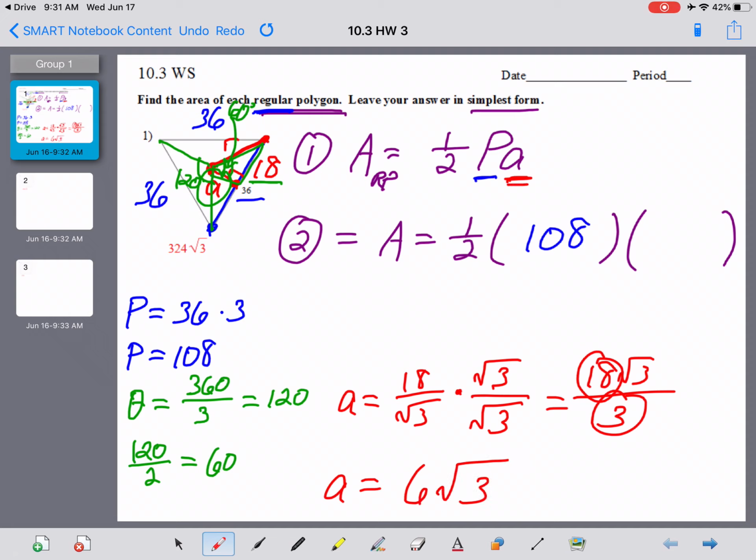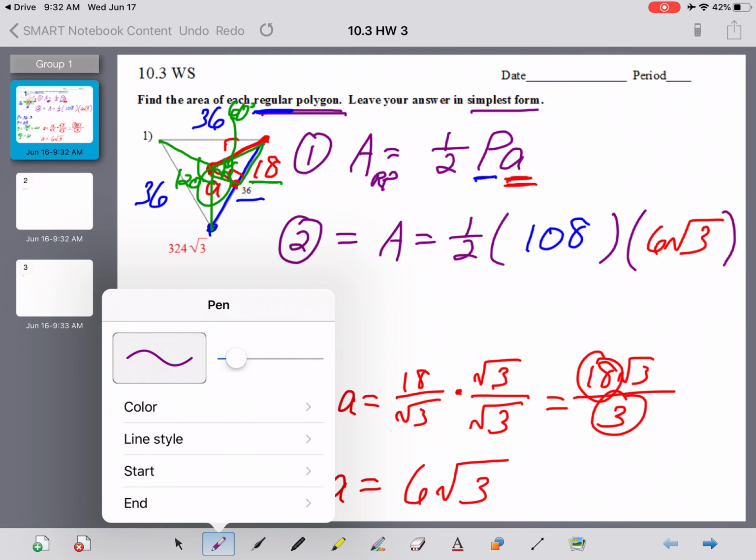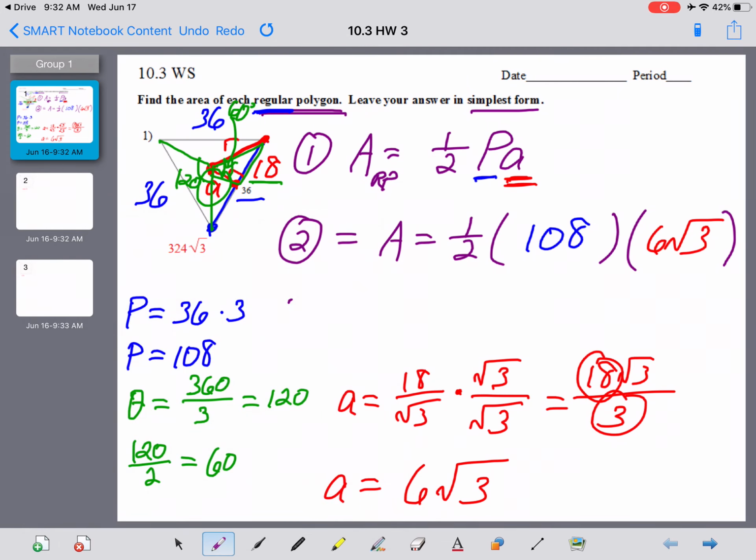So now we know that our apothem here is 6 times the square root of 3. And now from there, everybody, we know P, we know A, so we're ready to go ahead and type this in to our calculator here. So area is equal to, now do notice, they did not want the answer as a decimal. They want it in simplest form. So that root 3 is going to be a bit of a problem. But actually, this is much easier.